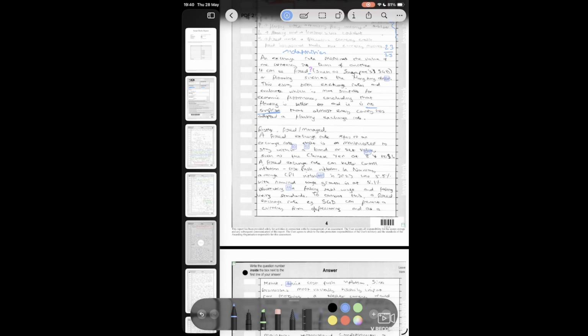Firstly, fixed/managed. A fixed exchange rate refers to an exchange rate that is manipulated to stay within a band or a set value, such as the Chinese yen at 8 yen to $1. Information, banging. Definition, banging.